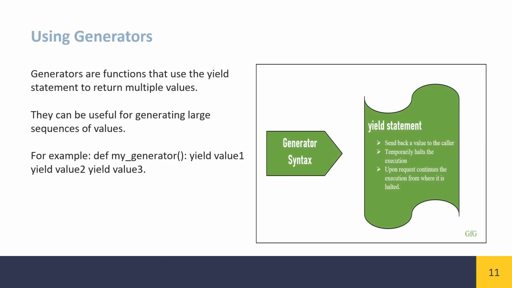Using generators. Generators are functions that use the yield statement to return multiple values. They can be useful for generating large sequences of values. For example, define my generator: yield value 1, yield value 2, yield value 3. Here is the example mind map.